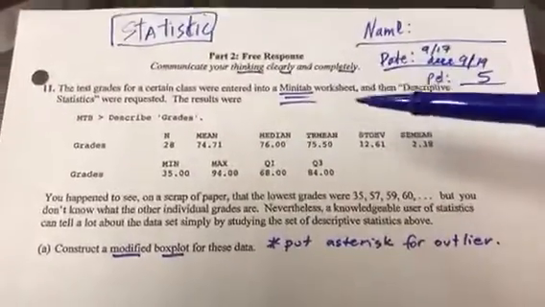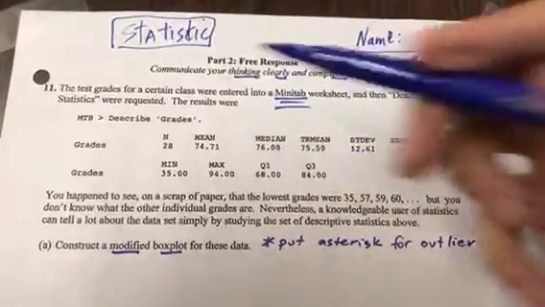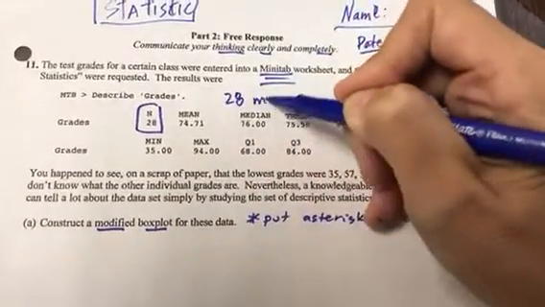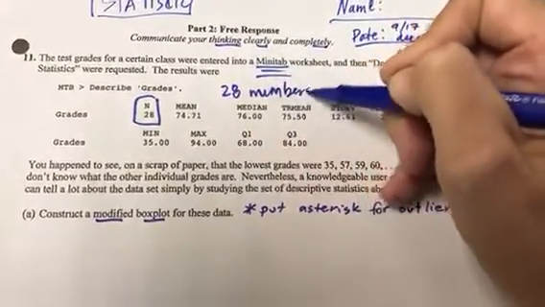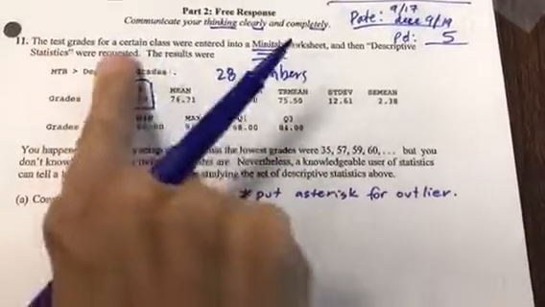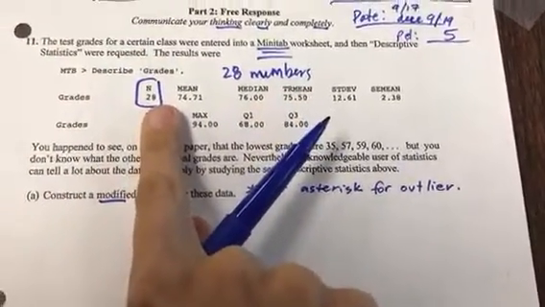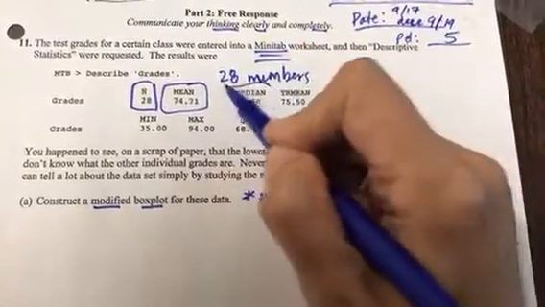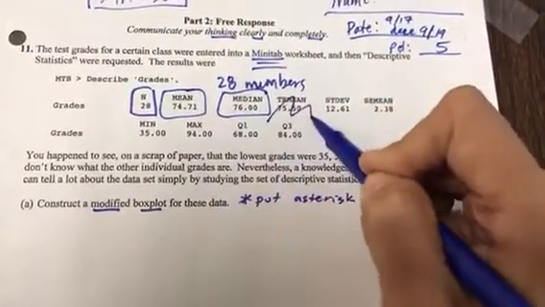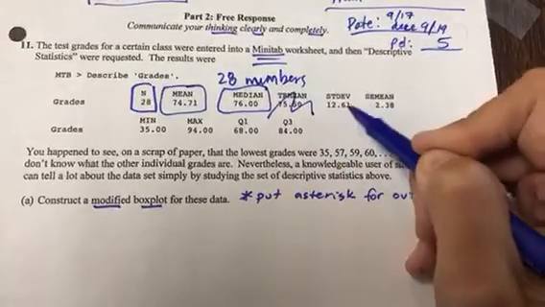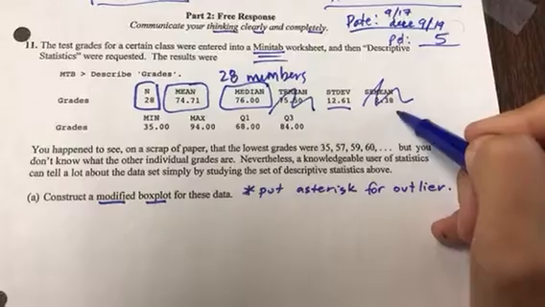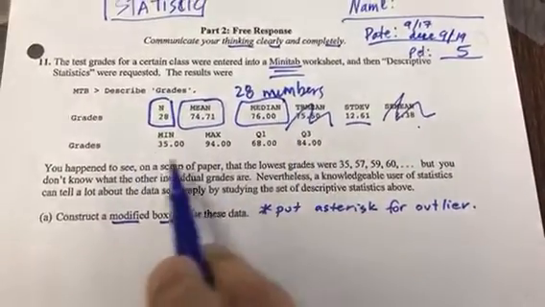A Minitab is a summary that shoots out of a computer when you put a bunch of numbers in it. So here this means there were 28 numbers. If I look at the facts, it says these were test grades from a certain class, so that makes sense, 28 people were in the class. Here's the mean. Here's the median. Confusion, we know what that is. Maybe forget about that.